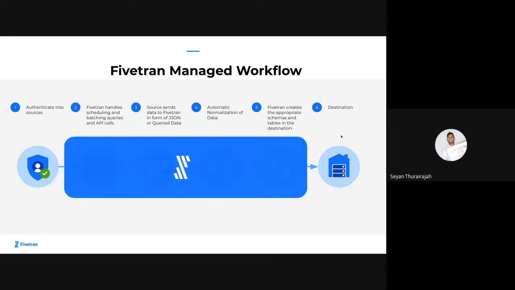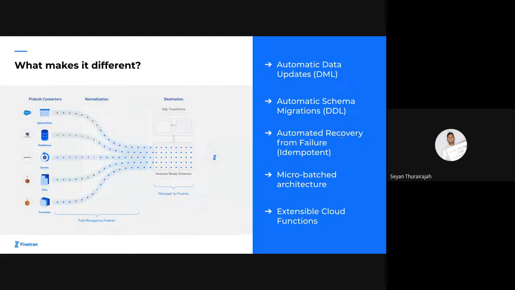So from a Fivetran perspective, it's all a managed workflow. The customer or user logs into the platform, connects, and that's all they have to worry about. Data starts flowing into BigQuery very naturally. So what really makes us different? You can see different applications, databases, even event files from software like Amplitude, or even your file type of data, from cloud to cloud type of migration. You're trying to move data from S3 to BigQuery, or even FTP to BigQuery. All of that can be done with a very analysis-ready schema.